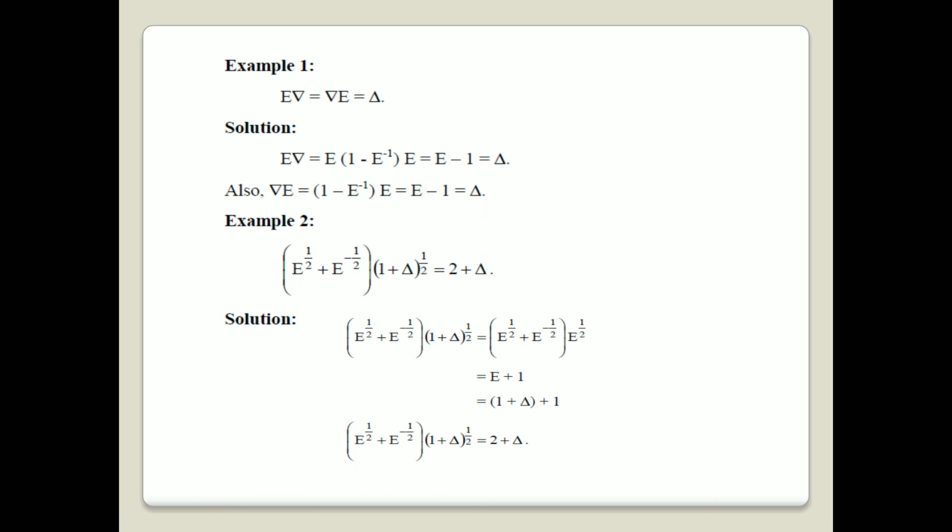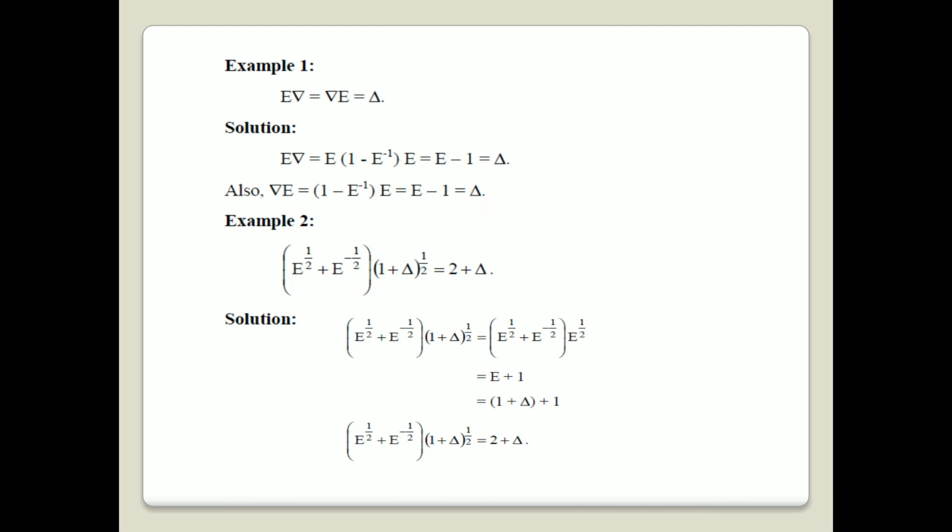Now take a second example: E raised to 1 half plus E raised to minus 1 half in the first bracket, into, in the second bracket, 1 plus delta raised to 1 half, which is equal to 2 plus delta. So from the given condition, from the LHS we can write E raised to 1 half plus E raised to minus 1 half into E raised to 1 half instead of 1 plus delta.